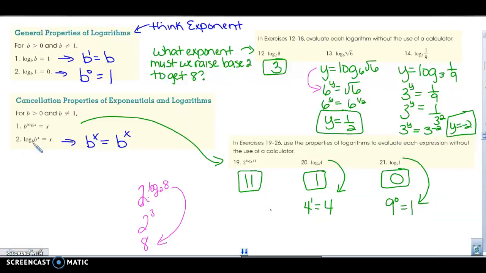All right, this property is saying, if I write it in exponential form, b, the base, to the power x is equal to the result b to the x. Pretty straightforward. Well, let's take a look at these examples over here. Again, asking the question, what is the exponent that you have to raise that particular base in order to get the result they want? So what exponent do I have to raise base 4 to get 4? The answer is 1. What do I have to raise 9 in order to get 1? What exponent would I raise the 9 to get 1? 0 is correct.